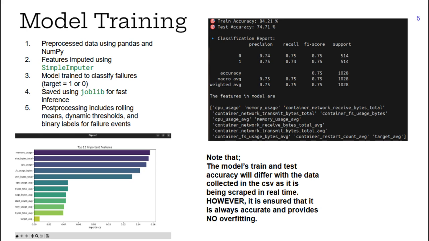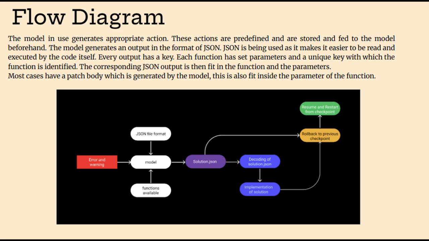Coming to the system diagram, the Kubernetes cluster is running workloads. Prometheus scrapes pod and deployment metrics. Prometheus is running inside Kubernetes. Then the Python backend fetches and pre-processes the metrics, and then it goes to the ML model, which suggests remediation.